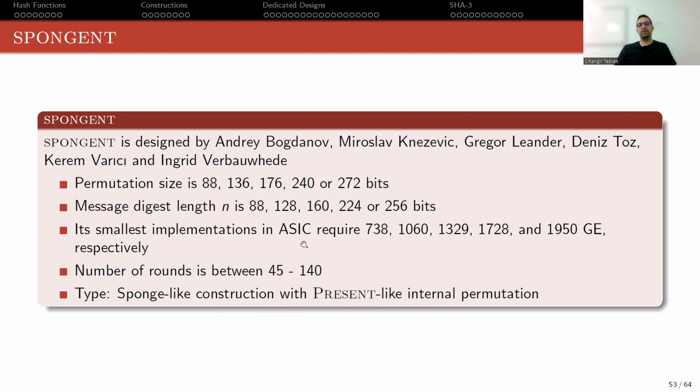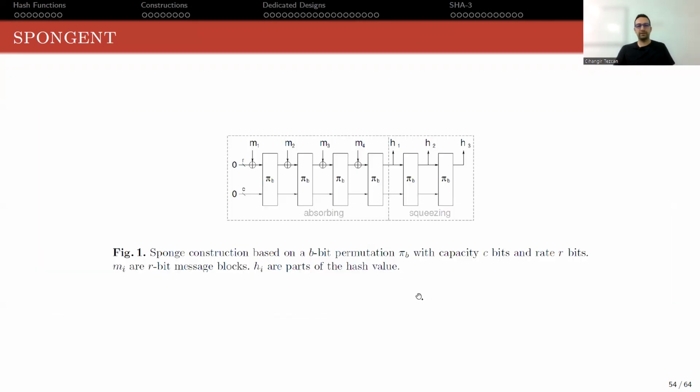Its smallest implementation in ASIC requires this many gate equivalents, so it depends on the output, right? So as you can see, the small versions are really small on the hardware. Number of rounds depends on these choices. So here's a picture. I took these images from their papers where they proposed it, and left the caption there.